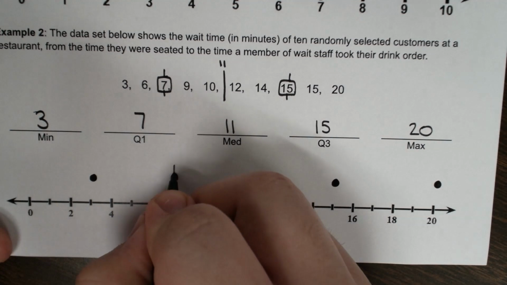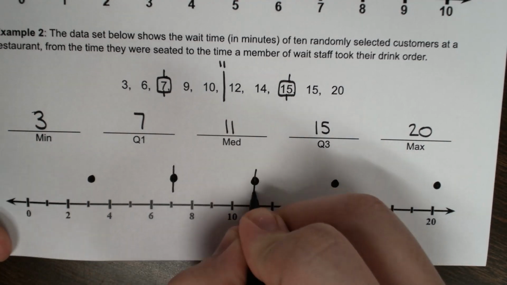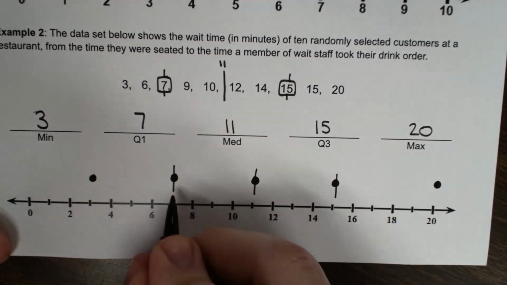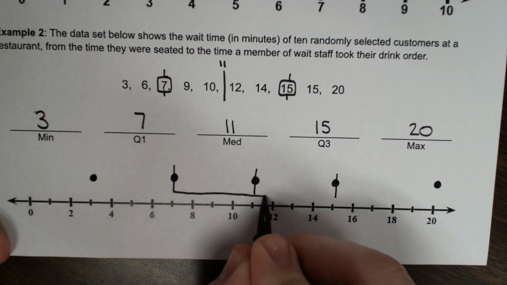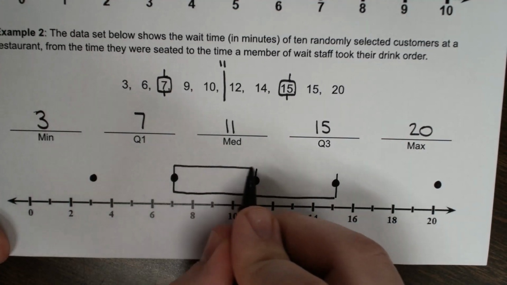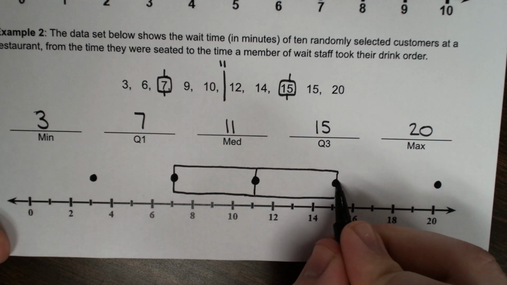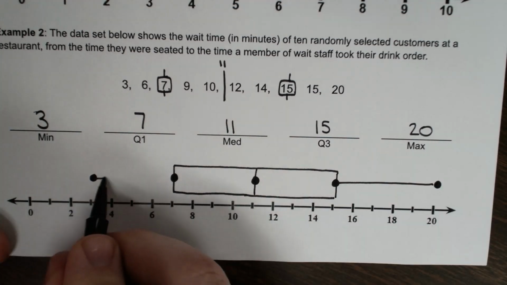Draw a line through the Q1, the median, and the Q3. Connect those to get your box. And then draw your whiskers.